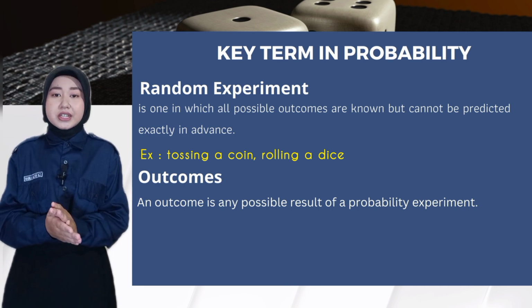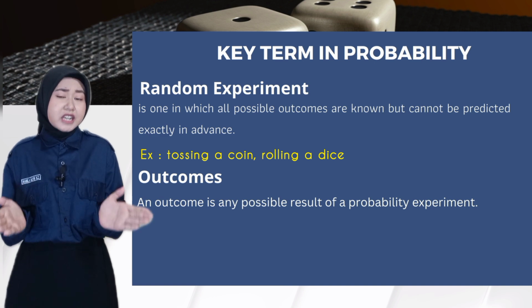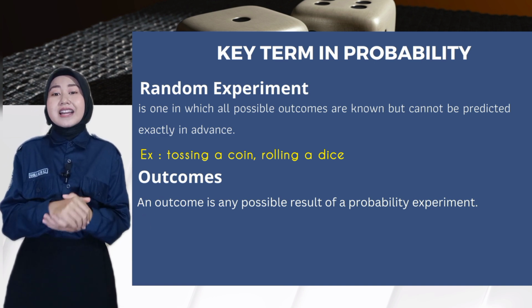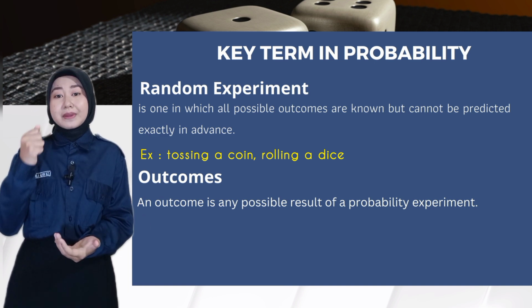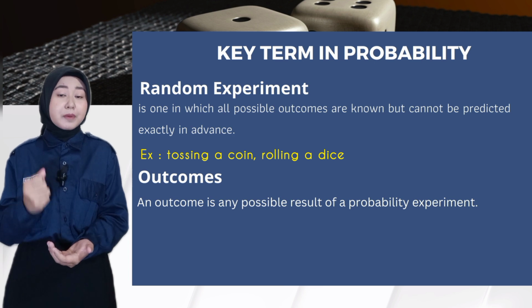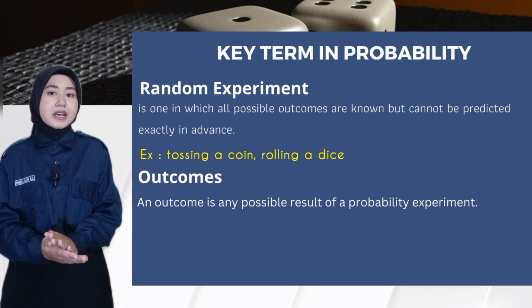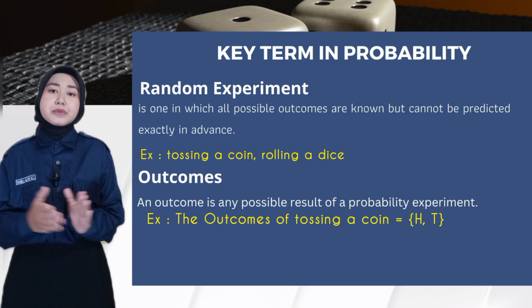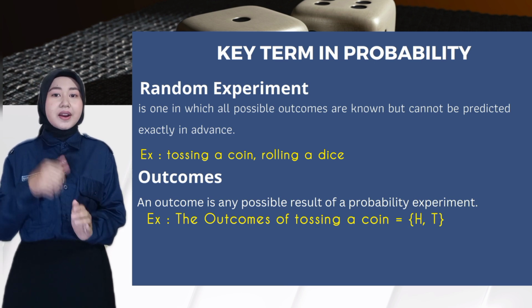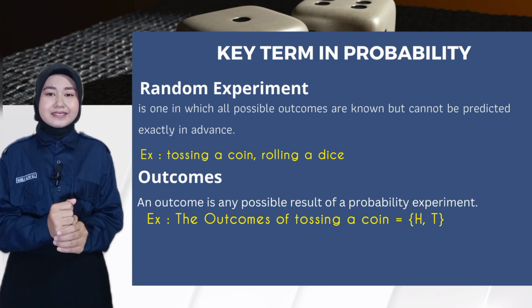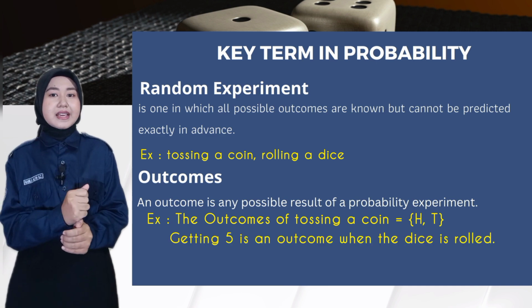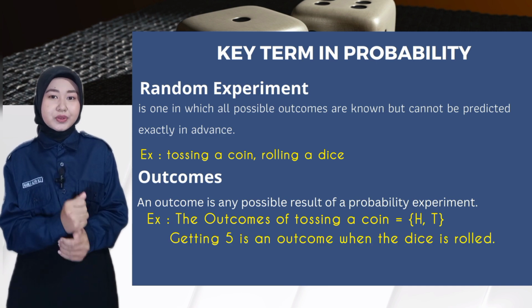Earlier, I often mentioned outcomes. So what is the definition of outcome? An outcome is any possible result of a probability experiment. An example of outcomes: the outcomes of tossing a coin are head and tail. And also, getting a 5 is an outcome when a die is rolled.